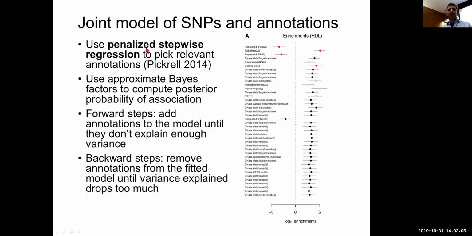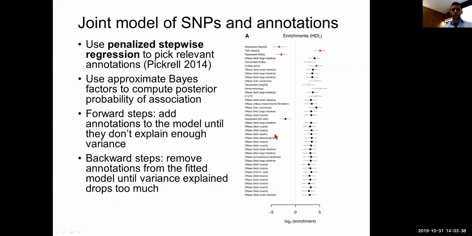You can basically use a penalized stepwise regression to select relevant annotations, and then use approximate Bayes factors to compute the posterior probability of annotation using these empirically estimated priors from those enrichments, and then add more and more annotations until they don't add any more variants, and then remove the annotations from the fitted model until the variance drops too much. And that basically allows you to then select a set of annotations for your genome that best explain your phenotype.